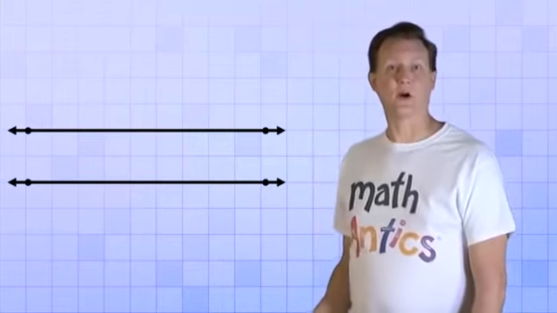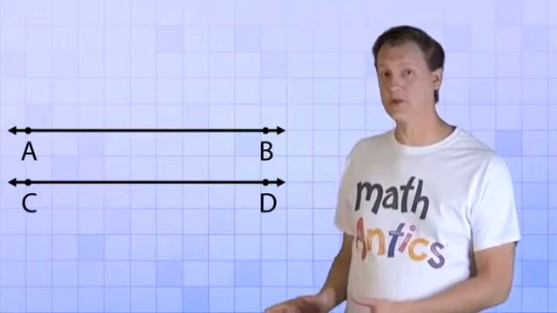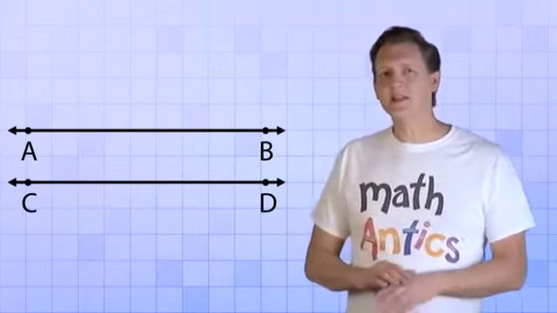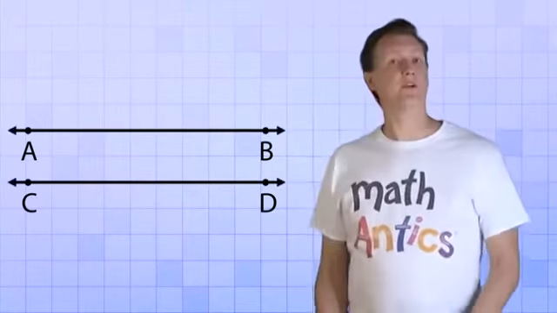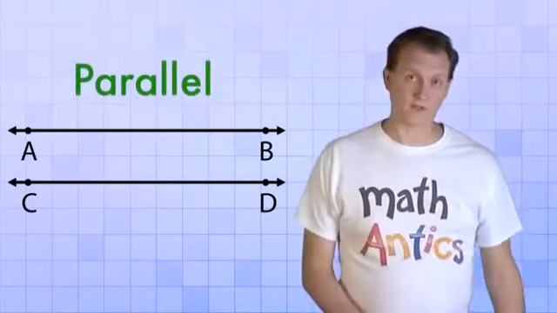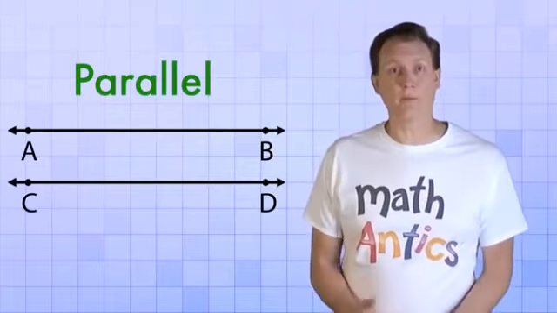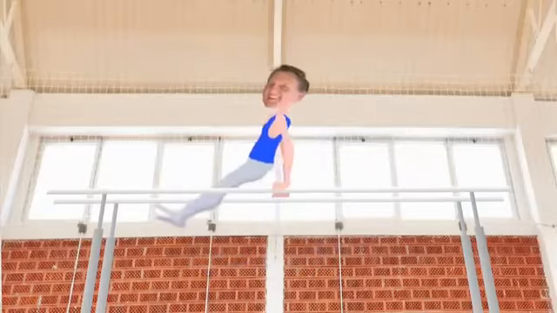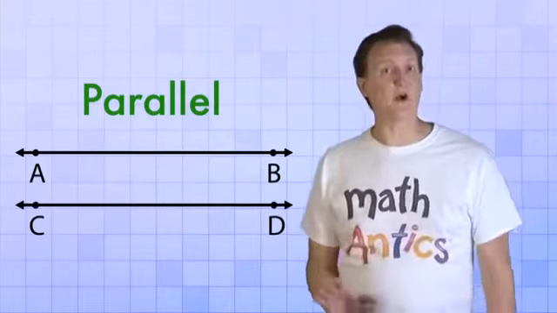These lines are conveniently called line AB and line CD. Now, the important thing to notice about these two lines is that they're pointing in exactly the same direction. So even if we extend them forever, they would never cross or even get closer together. When two lines are arranged like this, we call them parallel. Now, you've probably heard the term parallel before, like parallel parking or a parallel universe or parallel bars. Okay, so parallel lines are lines that will never cross, even if they go on forever.